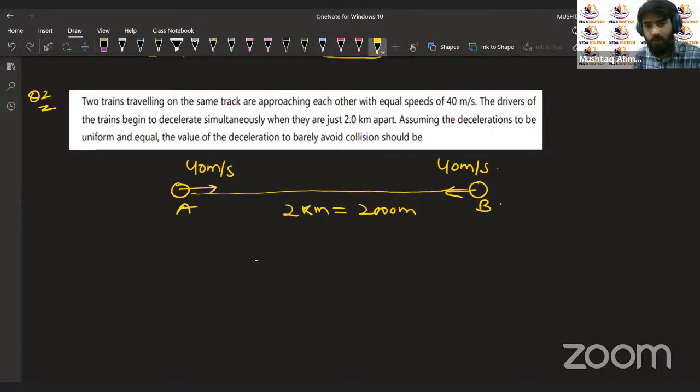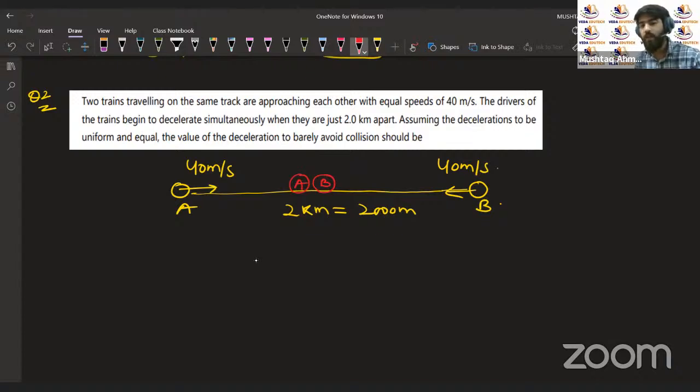So it means that these two trains will be approaching each other. They will just stop before colliding each other, right? Like this. So this will be the situation, right? This is A and this is B. They will just stop before colliding each other, right? Since deceleration is same for both the trains and initial velocity is also same for both trains, right? And the distance between them is 2000 meter.